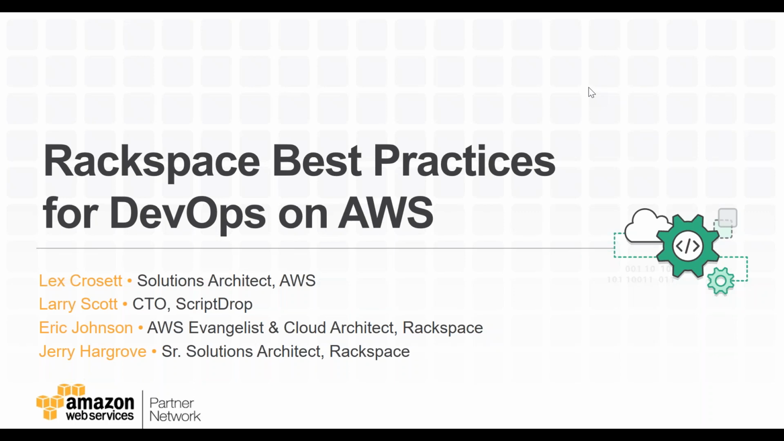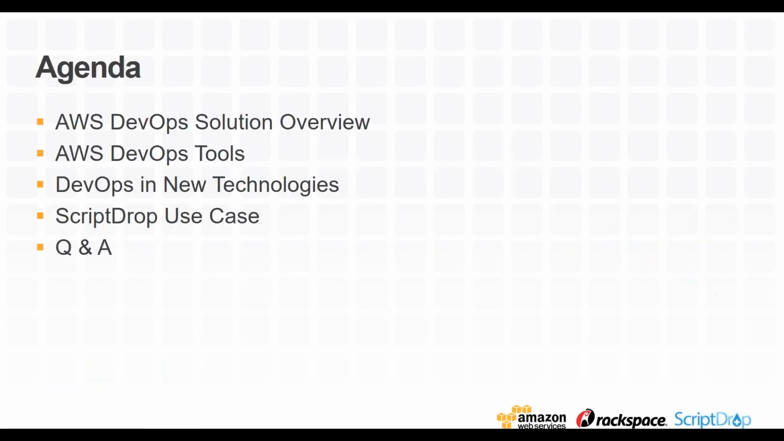I'll start off with a high-level AWS DevOps overview, and then the Rackspace team will dive in to explain these tools and their application in depth. We'll also focus on the use of DevOps techniques with new technologies such as microservices and containers. ScriptDrop will run through their use case in some detail and explain why they picked Rackspace and AWS as a platform. Finally, we'll try to finish up with 15 minutes to spare so that we can all answer your questions.